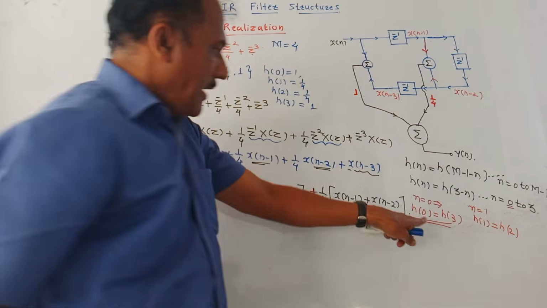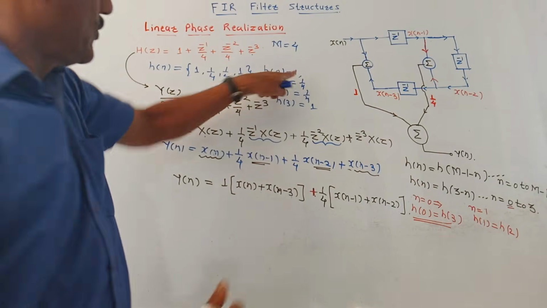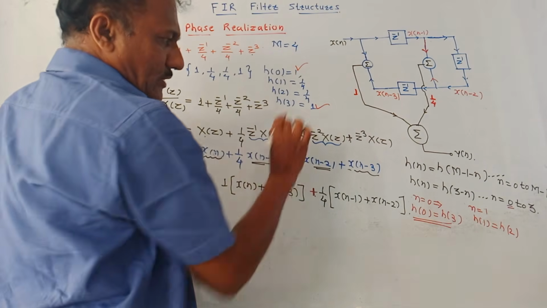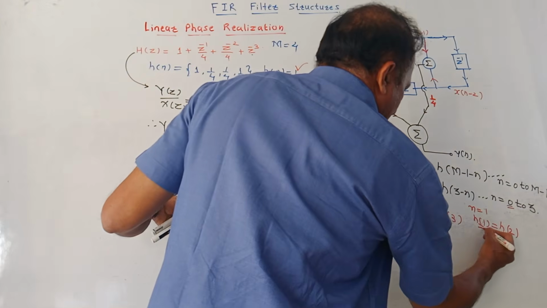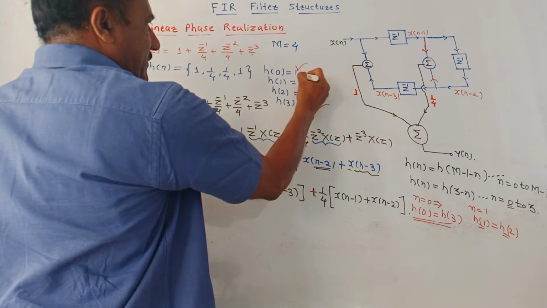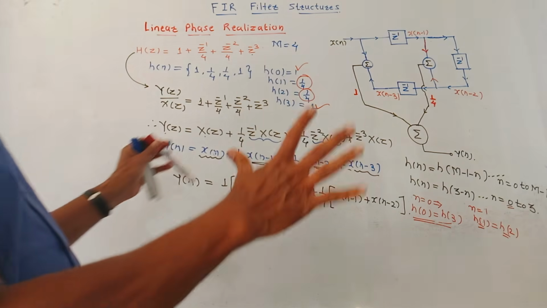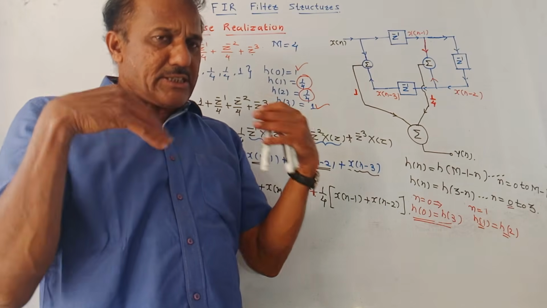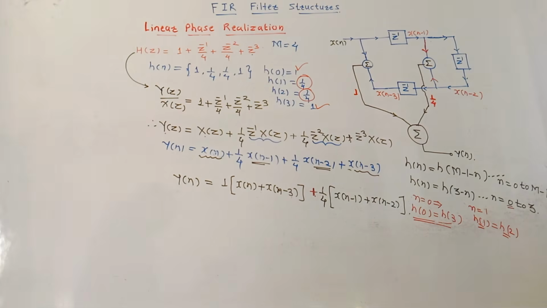Observe these terms. H of 0 is 1. Here I have written the values. H of 0 is 1. H of 3 is again 1. So these two values are same. H of 0 is equals to H of 3. Next, H of 1 is same as H of 2. H of 1 is 1 by 4, which is same as H of 2, 1 by 4. So this type of structure is called the structure drawn or realization done by using minimum number of multipliers.